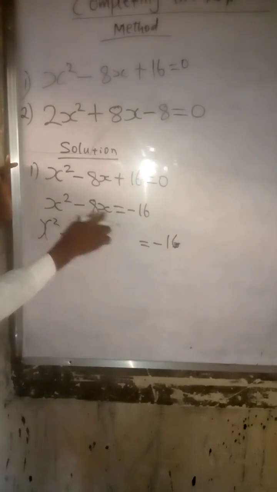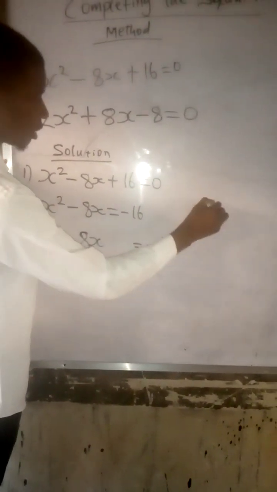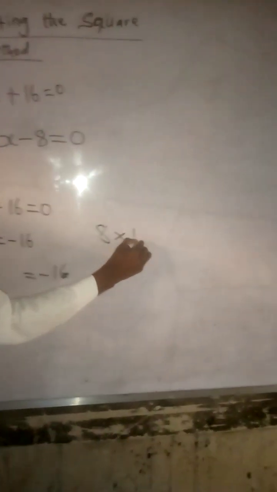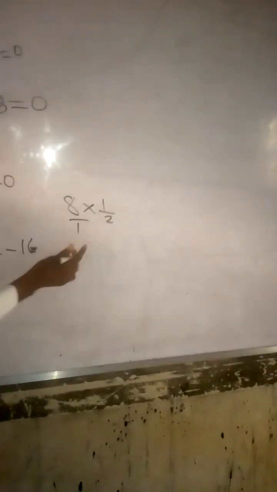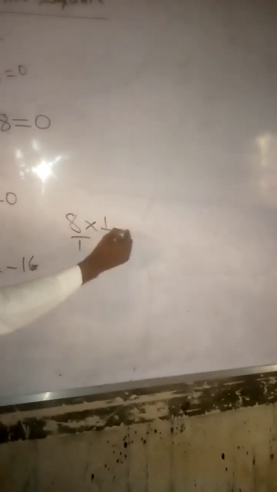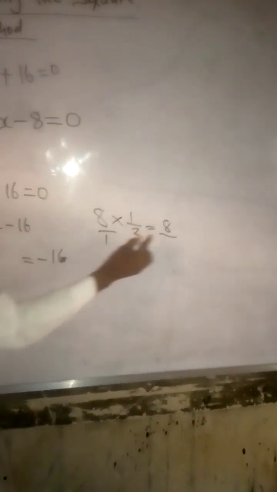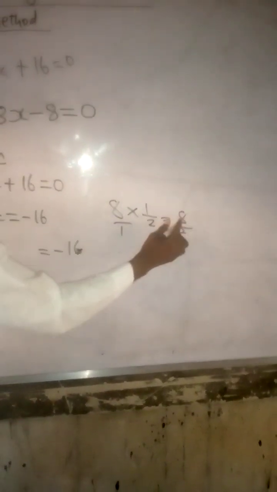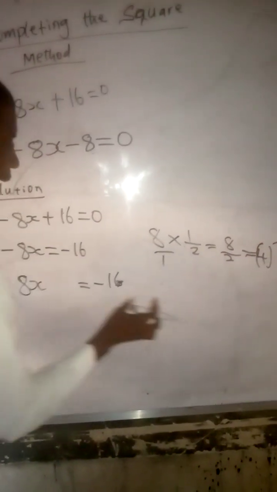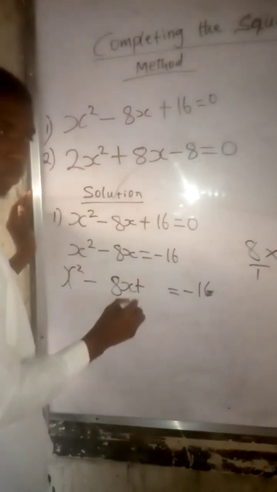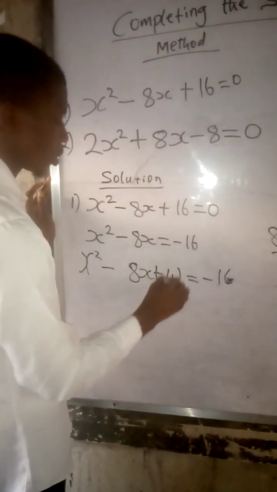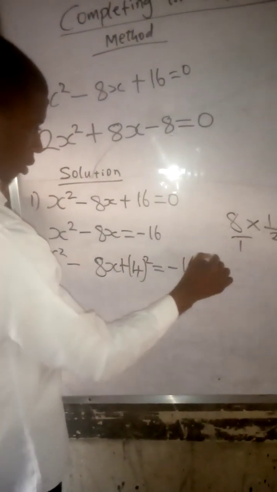So let's take the coefficient of x, which is 8, and multiply it by half. This is how to multiply fractions: this times this is 8, and this times this is 2. Multiplying fractions is different from addition of fractions, take note of that. If you divide the numerator by the denominator, you have 4, and they say you should square it and add it to both sides. So this is plus 4 squared and plus 4 squared.